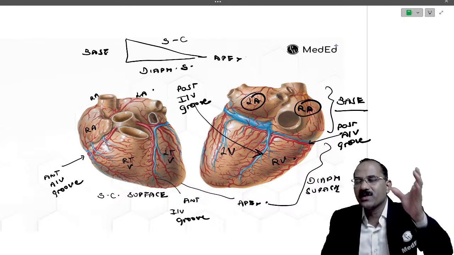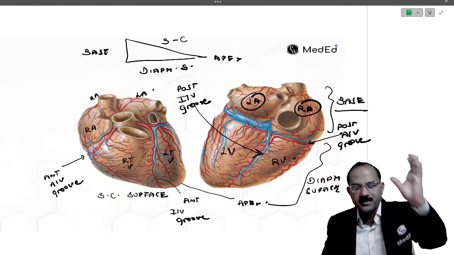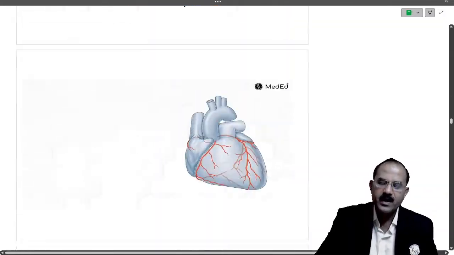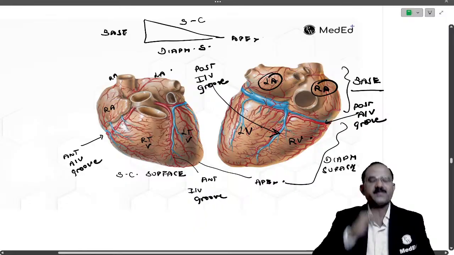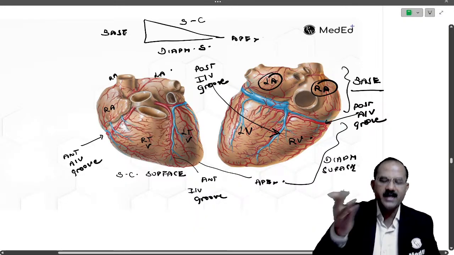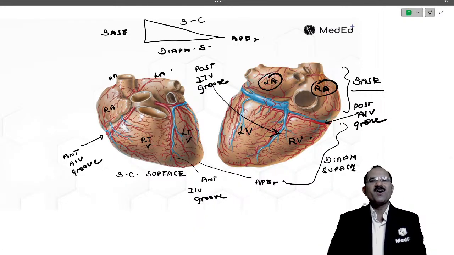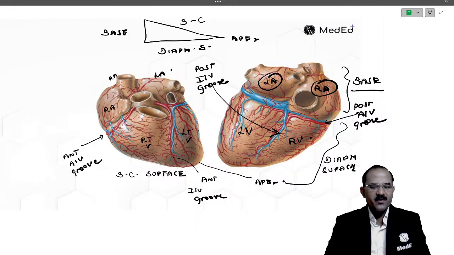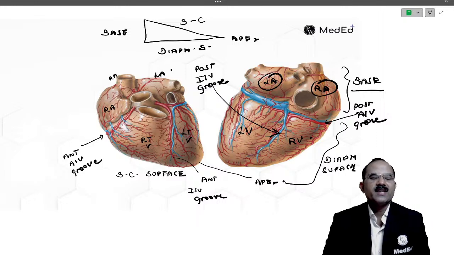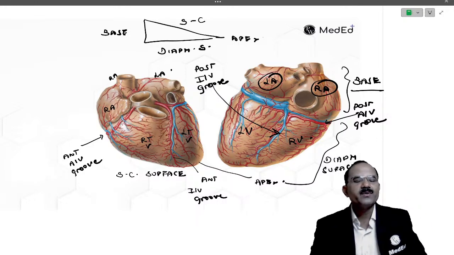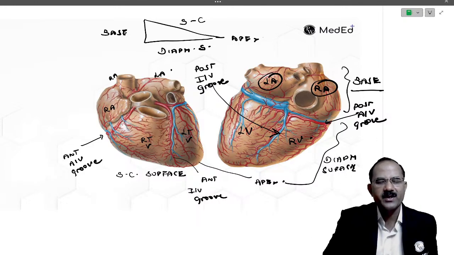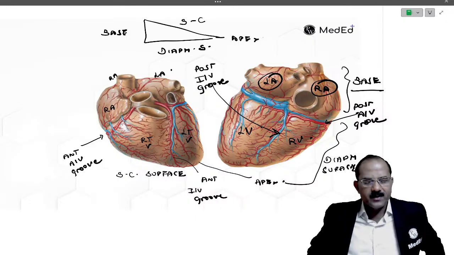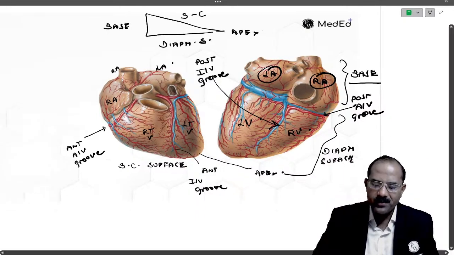Just answer this MCQ. The groove which separates the base from the diaphragmatic surface of the heart is, come on, students, come on. Very good, Snehajit. Very good. That's the posterior atrioventricular groove. Yes, Rishi. Very good. Excellent. Now tell me, where do the coronary arteries begin from?